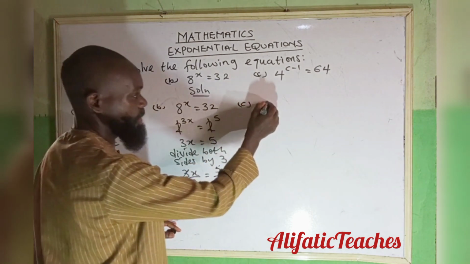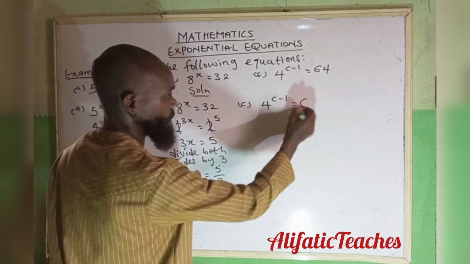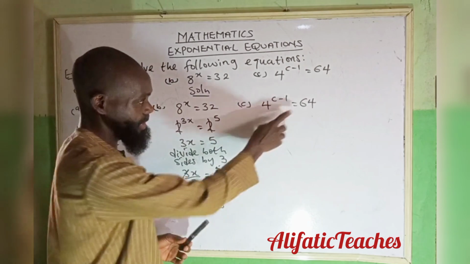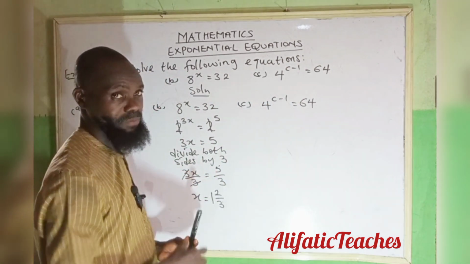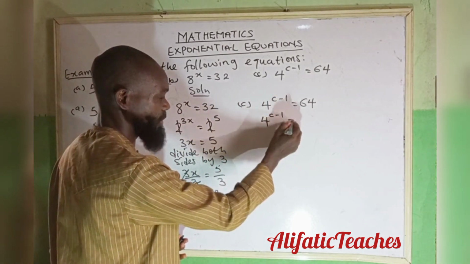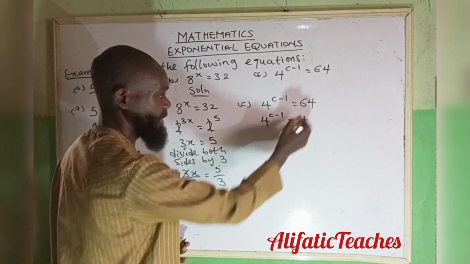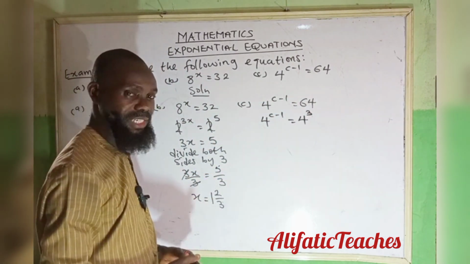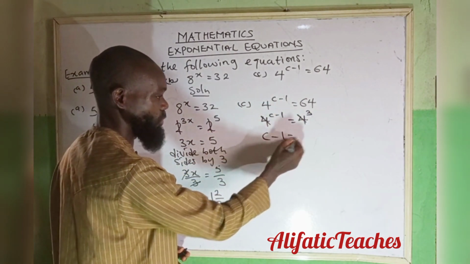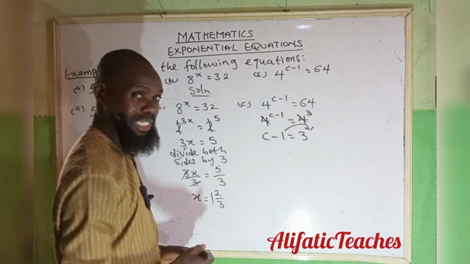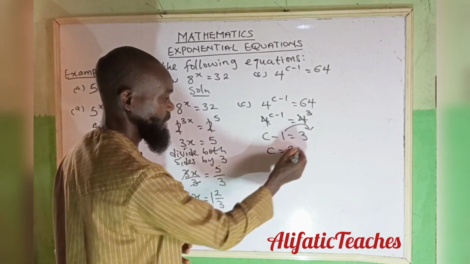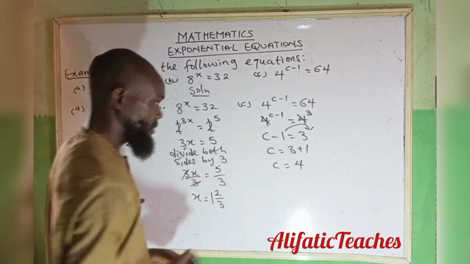C, 4 raised to power c minus 1 is equal to 64. Now looking at this, you want to make it to the same base. I can make this 64 to be 4 raised to power something. So I don't need to change it to 2 raised to power. So 4 raised to power c minus 1 is equal to 64 is 4 raised to power 3. 4 times 4 is 16. 16 times 4 is 64. 4 goes in 4. So we have c minus 1 equals to 3. So we take this minus 1 to the other side. When minus 1 is crossing the equal sign, it changes to plus 1. So c is equal to 3 plus 1. C is equal to 4.